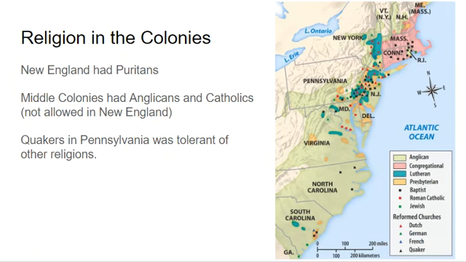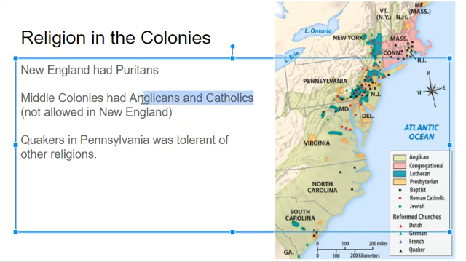And just real quick, religion in the colonies, some of the big things to remember: New England had Puritans. The middle colonies had Anglicans and Catholics. These are both Christianity, but they're different types of Christians. And you have to remember, in England during this time, you weren't allowed to be Anglican or Catholic. You weren't allowed to be Puritan. You weren't allowed to be Quaker. England was very strict. And another thing is Quakers in Pennsylvania, which is a middle colony, were tolerant of other religions.